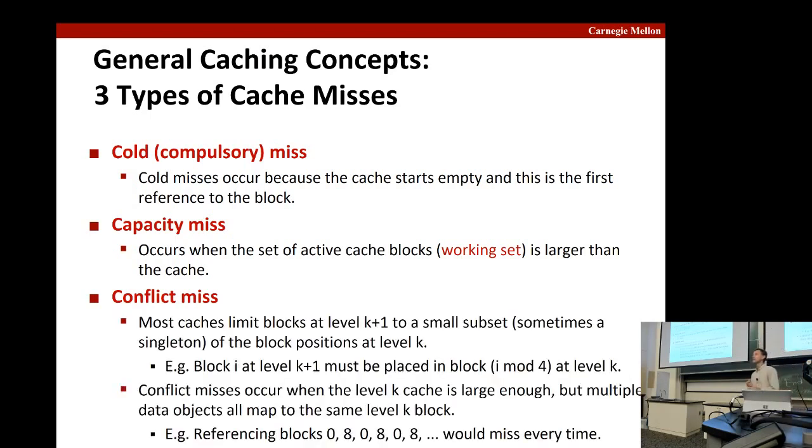And finally, when you place data, you don't have complete freedom in where to place it in the cache. There are some restrictions on where in the cache it goes, so you can have what's known as conflict misses, where data items that collide in where they want to be placed cause them to evict one another, even if there's plenty of space elsewhere in the cache. Yes?